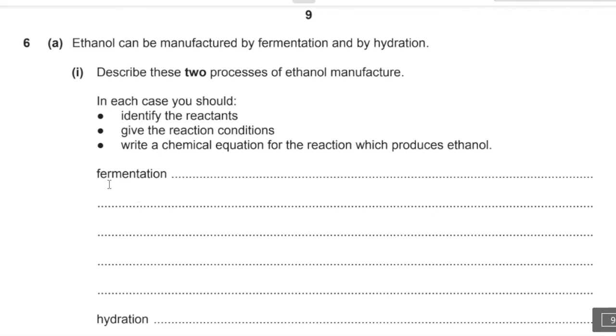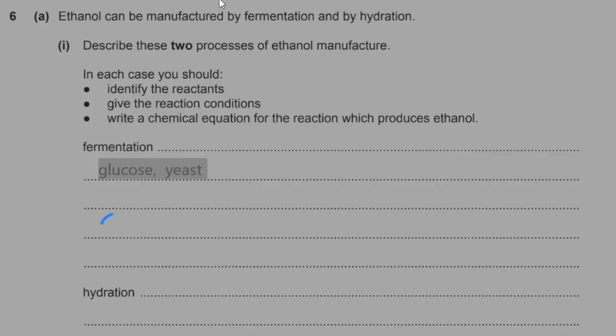The first one is fermentation, which only requires glucose as the reactant, and the reaction conditions, or you need yeast for fermentation, and finally the equation. So you have C6H12O6, which ferments in the presence of yeast, and this forms ethanol as well as carbon dioxide, and then finally balance the equation.